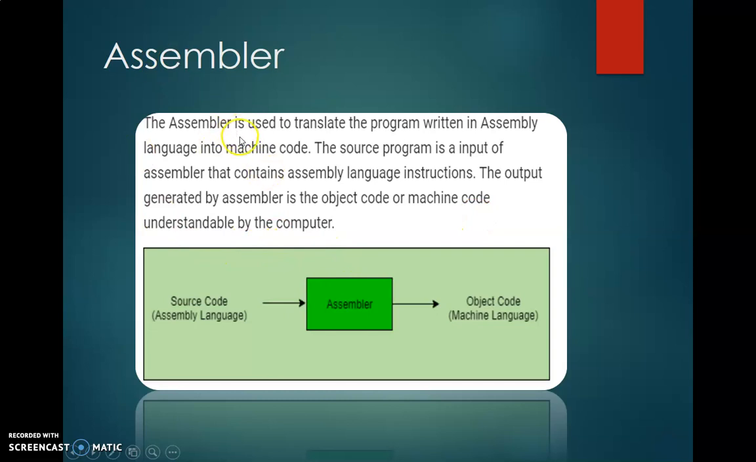Okay, so what is the use of assembler? It will convert source code written in assembly language into object code, that is machine language. Okay, what is assembly language? Assembly language is a low-level language where the programmer uses symbolic representation or names called mnemonics instead of numbers. Okay, so that is the use of assembler.